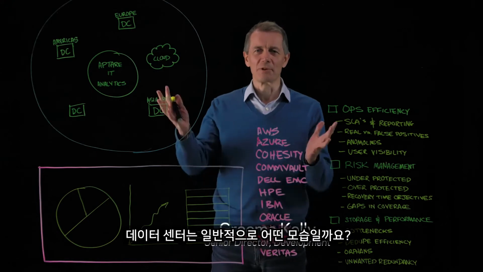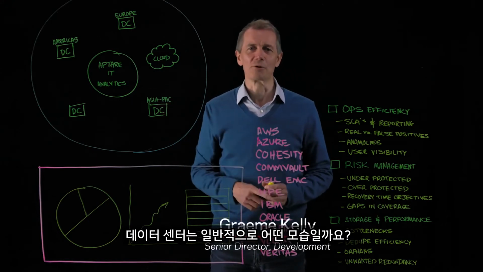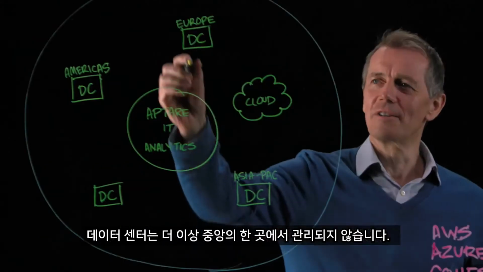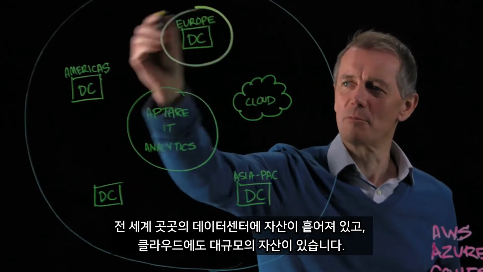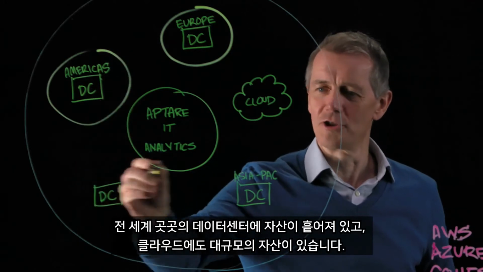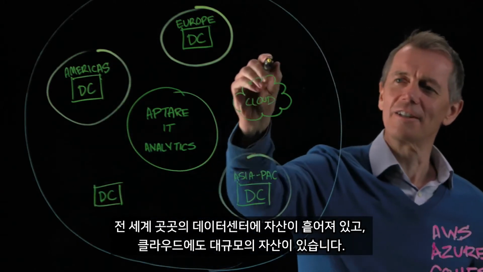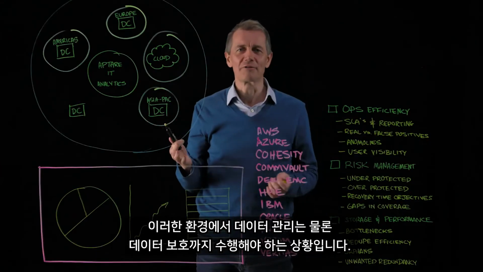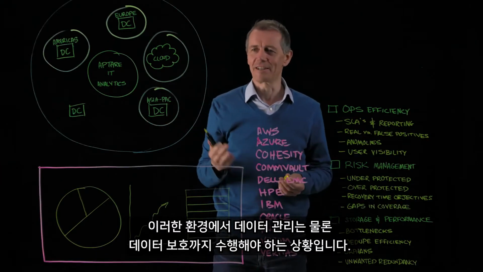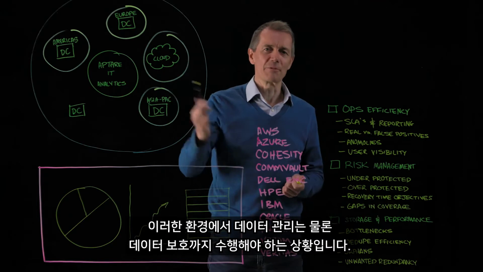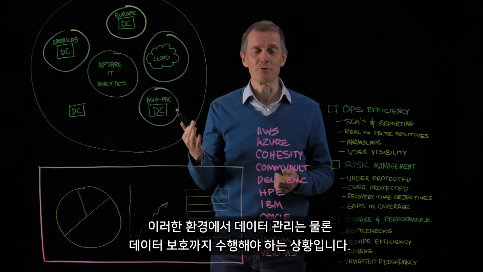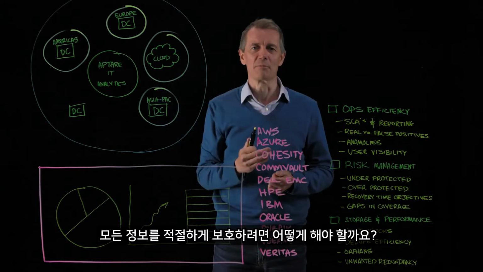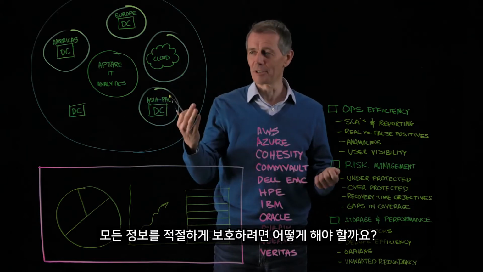So what does a typical enterprise data center look like today? Well, certainly it's not centralized anymore. There are typically assets spread around the globe in different geographies, and certainly there are a lot of assets in the cloud now. It's challenging enough to just manage those assets in the environment. But when it comes to data protection, there are challenges there too. How do you provide assurance that all of this information is being protected appropriately?